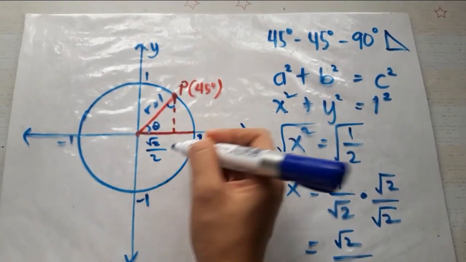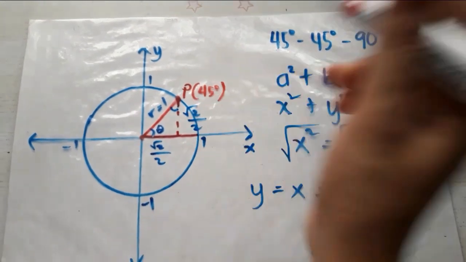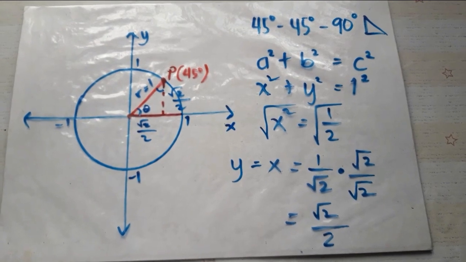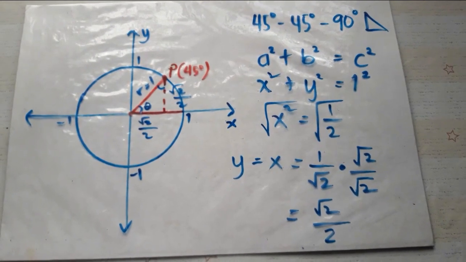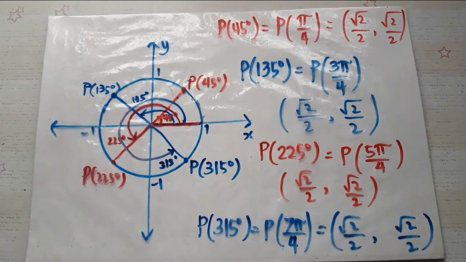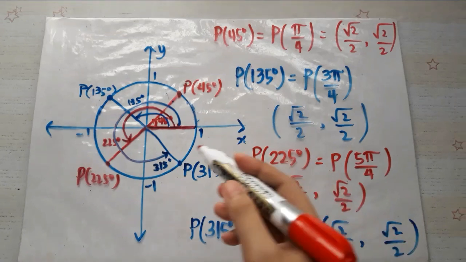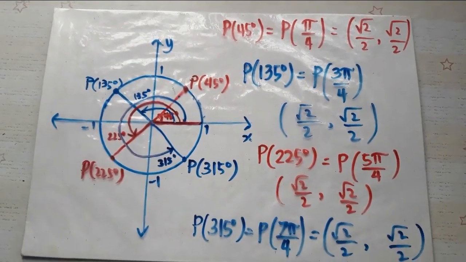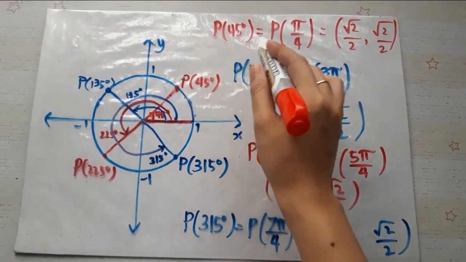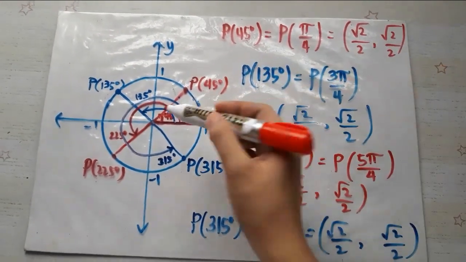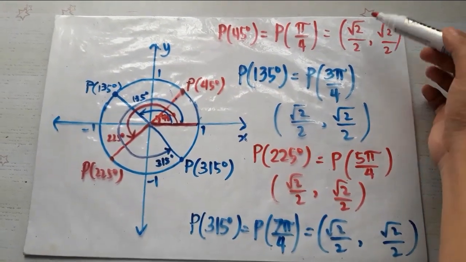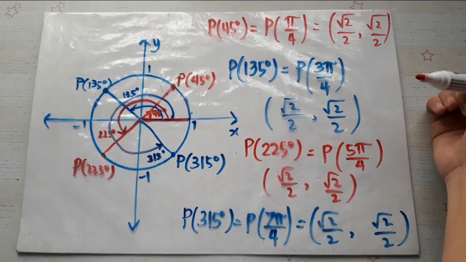We have here square root of 2 over 2 and square root of 2 over 2. Therefore, the coordinates of P of 45 degrees or P of pi over 4 is square root of 2 over 2 and square root of 2 over 2 because it's in the first quadrant. Okay, so I'm presenting the different special angles with 45 degrees as their reference angles. So we have P of 45 degrees or P of pi over 4, which is located in the first quadrant, and has the coordinates square root of 2 over 2 and square root of 2 over 2.